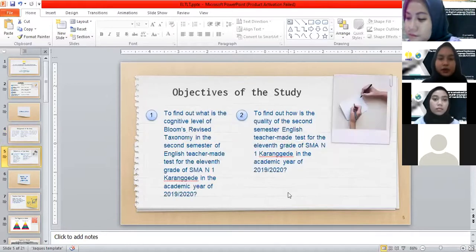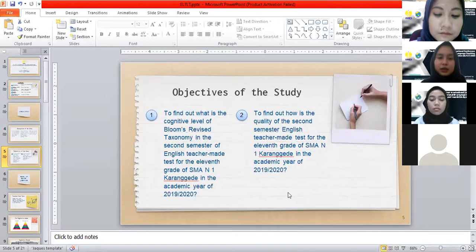For the objective of the study, there are two objectives. The first one is to find out what the cognitive levels of Bloom's revised taxonomy in the teacher methods are, and the second is to find out how the quality of the second semester English teacher methods is.